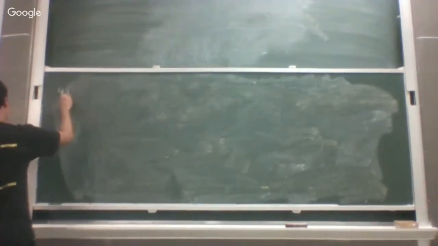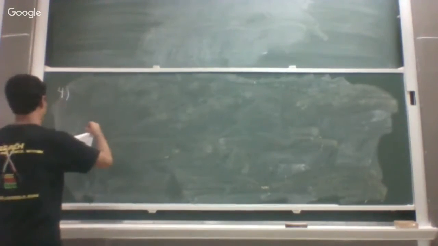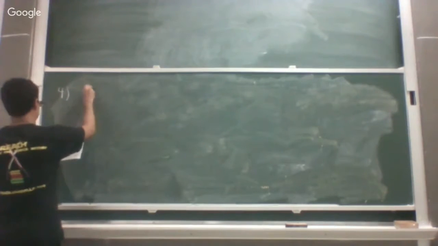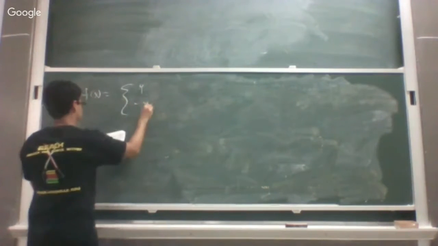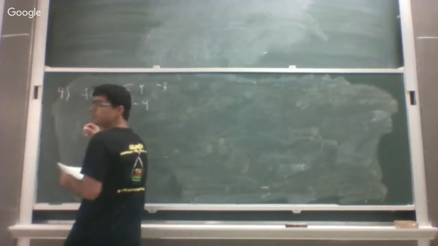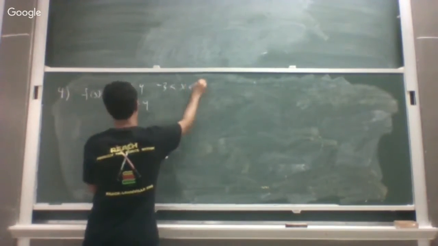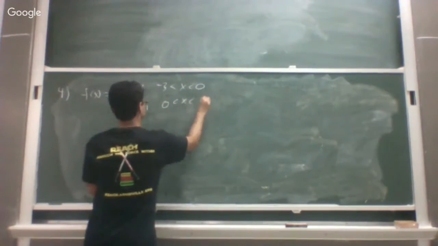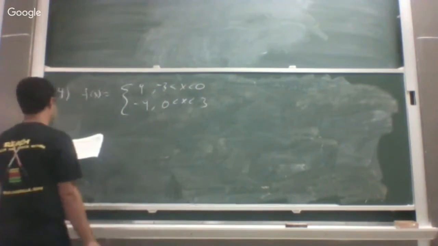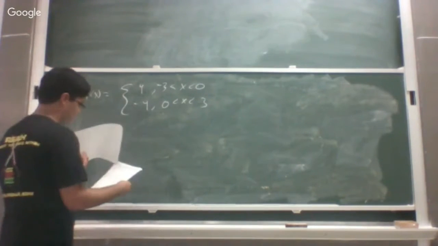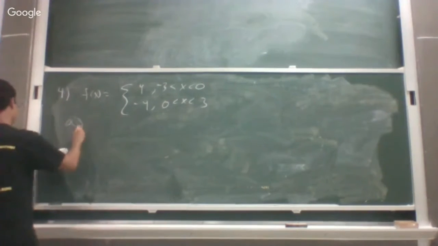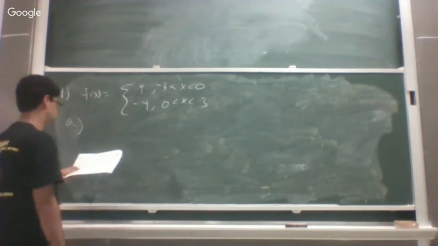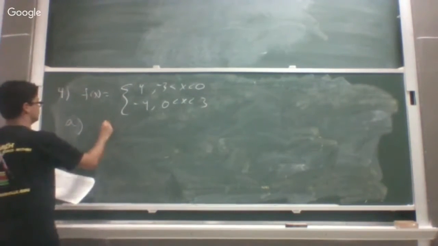For number 4, they tell us it's periodic with a period of 6. First is state whether it's even, odd, or neither. What did you guys say? I didn't try the exam before I came, but it's symmetric over the origin, so it's odd.